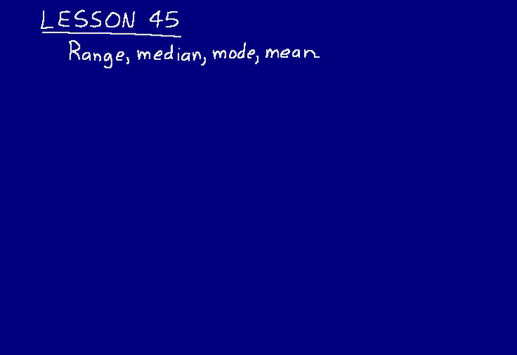In Lesson 45, you'll be learning about range, median, mode, and mean. And these are just different operations you perform on a set of numbers. They're the fundamentals of something called statistics. And statistics is a branch of mathematics where different numbers and different quantities are compared.